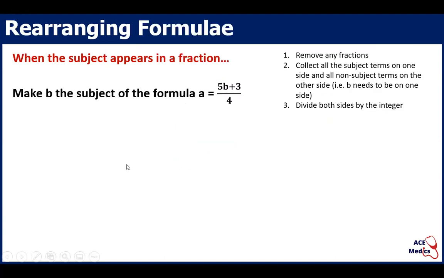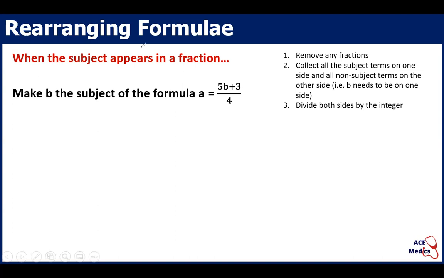Or squared x. Another different type of thing is when the subject appears in the fraction. This time we want to make b the subject of the formula. So how are we going to do that? Well, we need to remove any of the fractions first, then collect all of the like terms on one side, and then we need to divide by what we call the integer. So let's have a think.